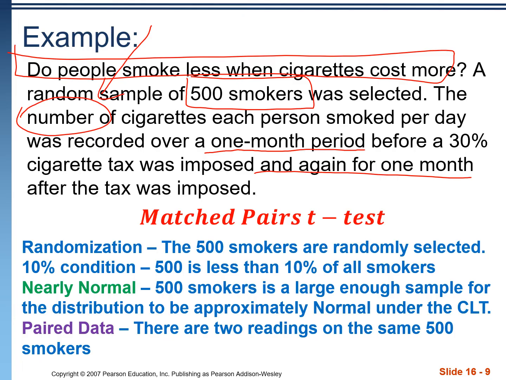This is the only one I'm going to write out all these conditions for. So 500 smokers are randomly selected. It states that in the problem. That's less than 10% of all smokers. 500 smokers is large enough for the distribution to be approximately normal under the central limit theorem. You can just abbreviate that CLT and they'll know what you're talking about. And lastly, there are two readings on the same 500 smokers, so this is paired data.